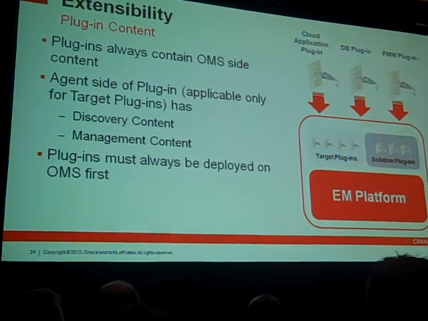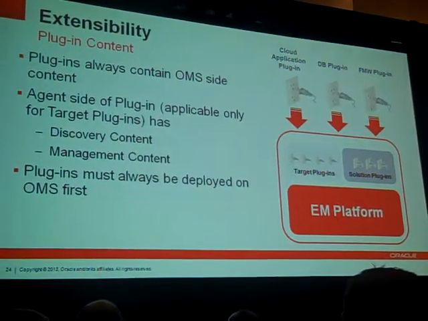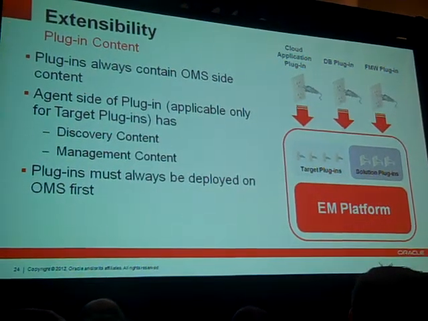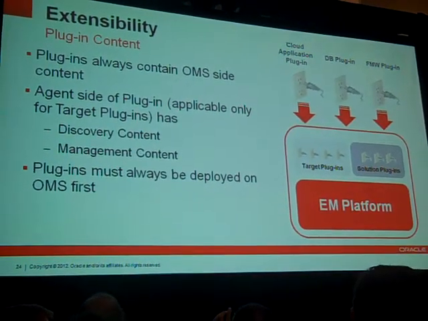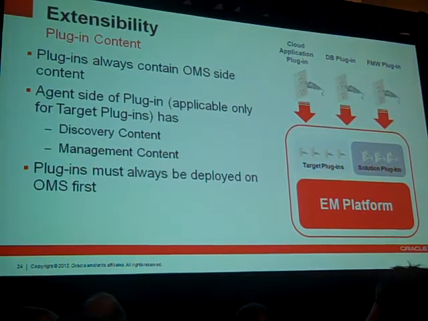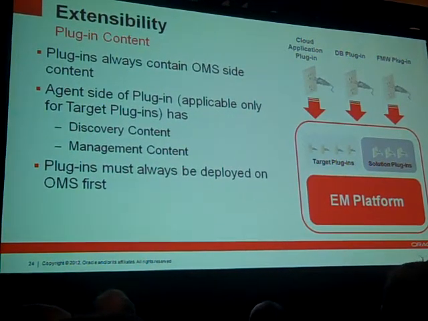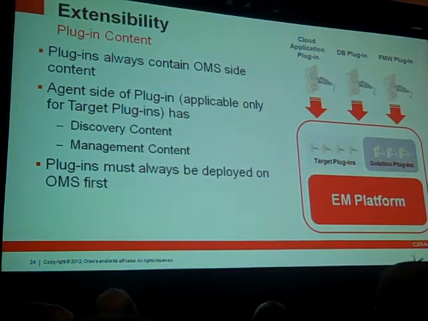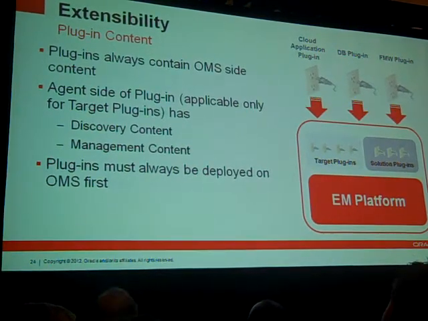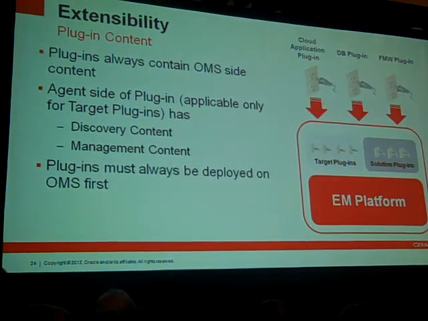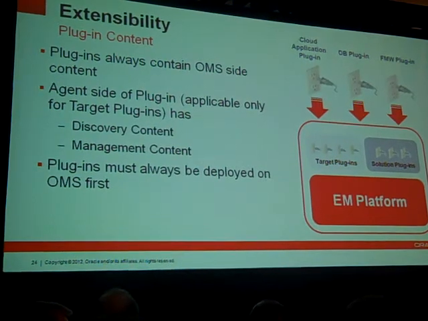So a plugin is a single archive file. When you download it, when you do an offline import or whatever, you look at it as a single OPAR, plugin archive. It has an OMS side content, which is the brains of the plugin, meaning all the code that is required for the UI code, the target types, the jobs, the reports, and everything. And it's got the agent side.